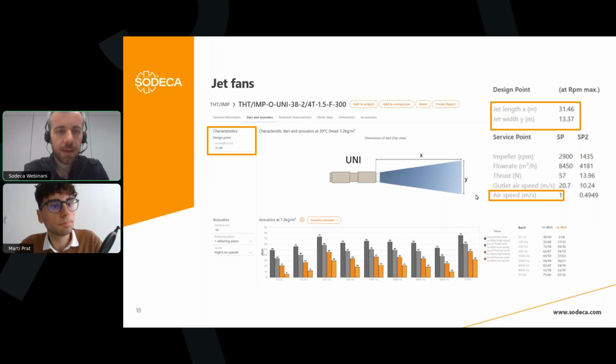Okay, let's go with another question. Do we have to keep a distance of 60 meters between 2 extraction points or grills?